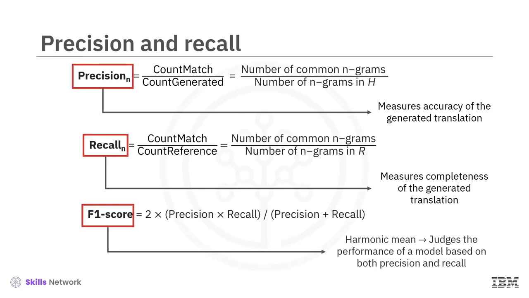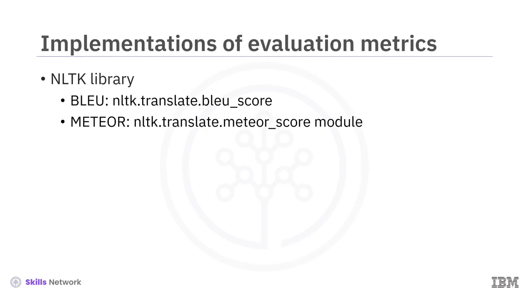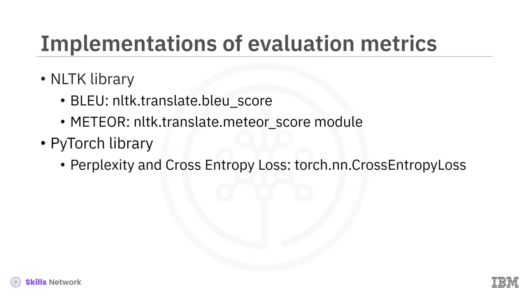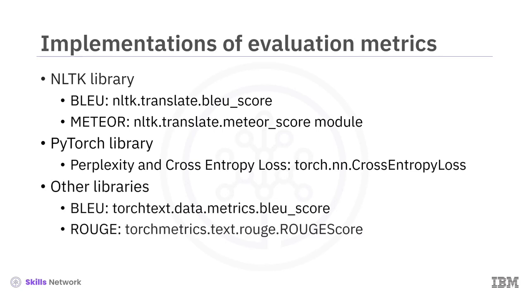In the field of natural language processing, or NLP, there are several popular libraries providing implementations of various evaluation metrics. Some of the commonly used libraries for NLP evaluation metrics are the NLTK library, which includes BLEU and METEOR. You can also see their initialization codes. Then you have the PyTorch library with perplexity and cross-entropy loss. There are other libraries as well that include BLEU and ROUGE.